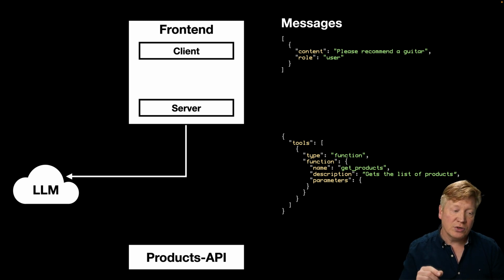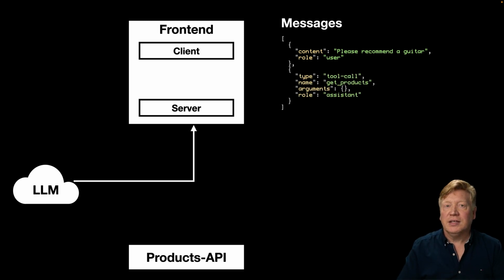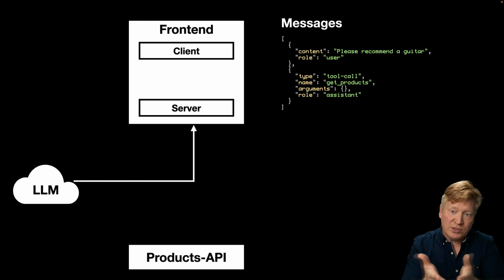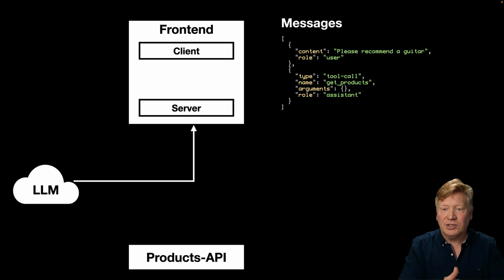So the LLM gets the message, it gets the tools, it then sends back as part of that message history, hey, I need to know what those products are, so make a tool call, you as the server, to get the products. You said that you had that tool, please execute it for me.